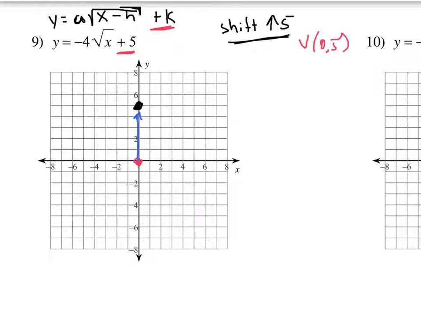Okay, so we have this. Now, when we go to plot points, we want to plot the equation without the shift. We already know the shift, so we plot it without the shift. So we have y equals negative 4 times the square root of x. You don't put the plus 5 on there as well. So we're plotting points for this. We have x and y.